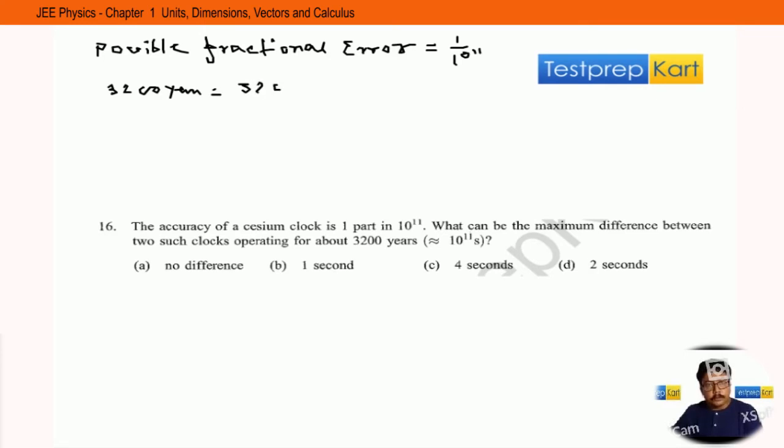It should be 3200 into 364 into 86400. So if I multiply it, let's see what will happen. 32 into 364 into 864.